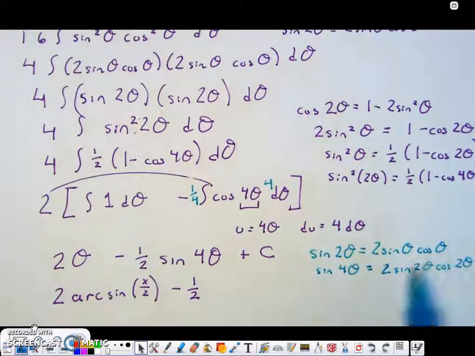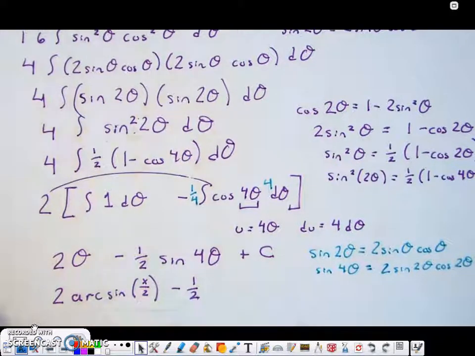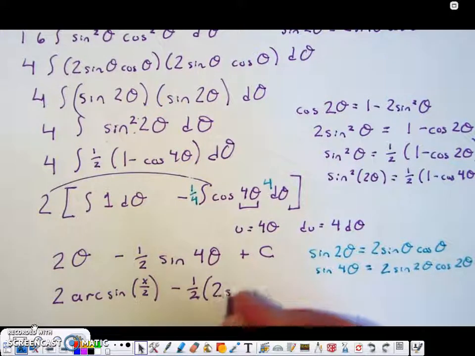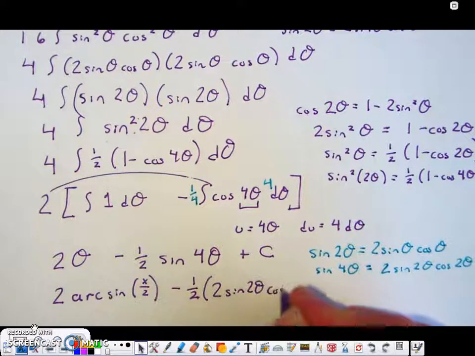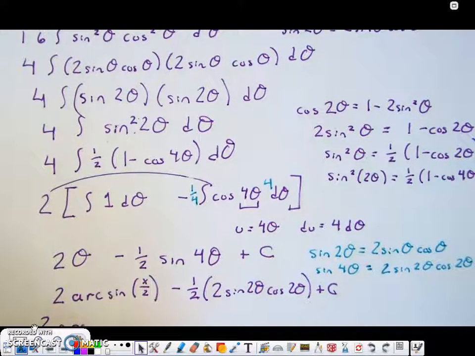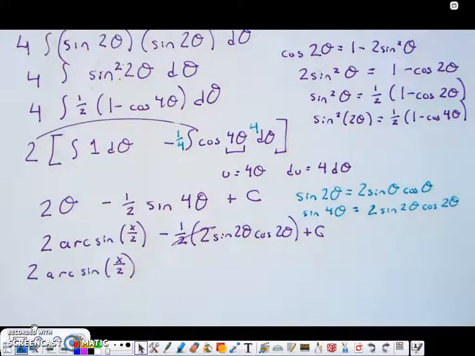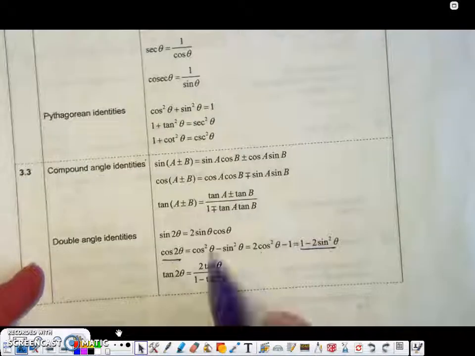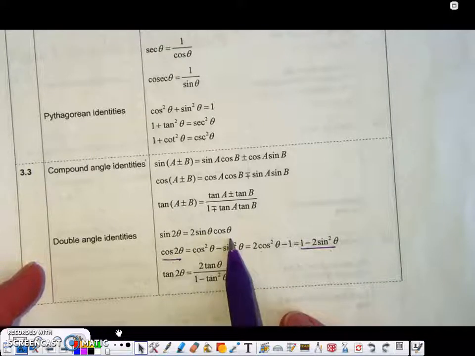Because that's it with double angle formulas. This is just half of whatever that was. So I've got 2 sine 2 theta cosine 2 theta plus c. So I think we might as well just cancel that part, right? So all I need to do is figure out sine 2 theta and cosine 2 theta, and you can use any formula on your formula sheet that you want, because we're going to know everything. Sine 2 theta is on here, 2 sine theta cosine theta, and we know the sine, we know the cosine.